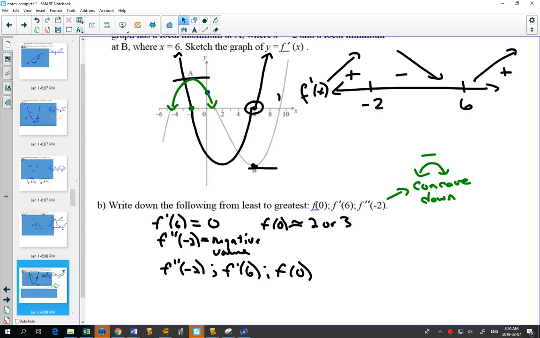That means f double prime of negative 2 is the smallest, because this one was a positive value, this one was 0, and this one was a negative value. That's pretty straightforward to organize from least to greatest.